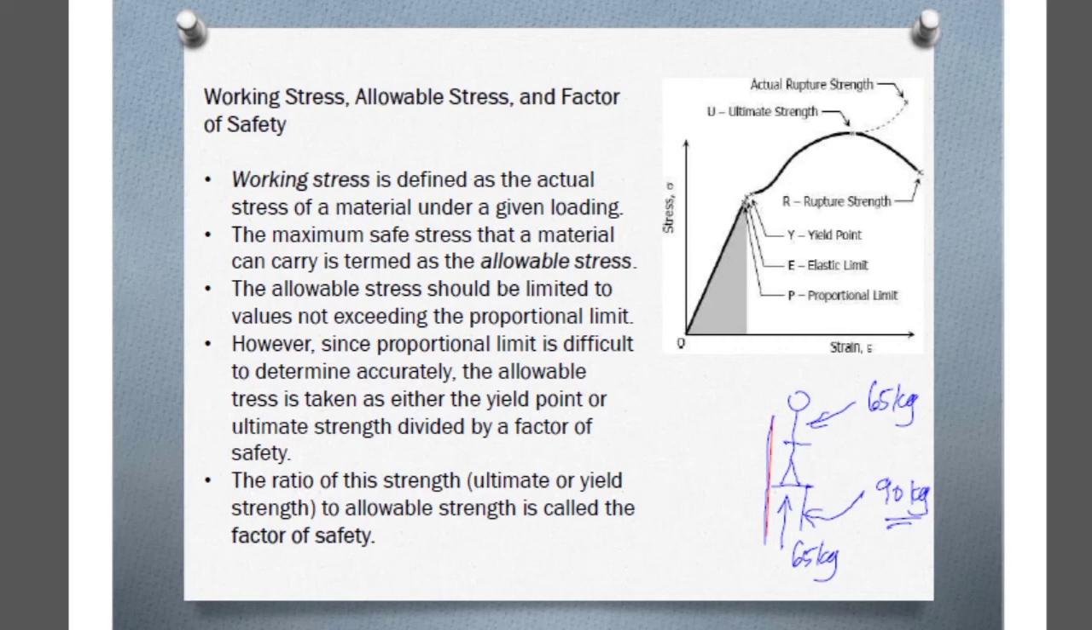Hindi naman pwede na ikaw ay 65 kg, tapos ito yung upuan na may capacity na 90 kg, so magre-resist siya ng 90 kg. What will happen? So, kulang yung summation of forces vertical, so you have a positive value. So, ibig sabihin, the excess between the 65 kg and the 90 kg ay yun yung magtutulak sa iyo pataas. So, ibig sabihin, tatalsikan na nun.